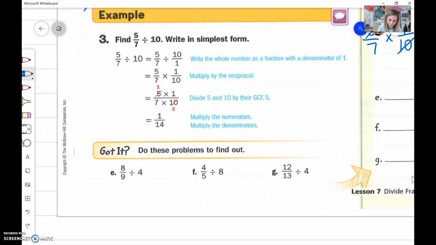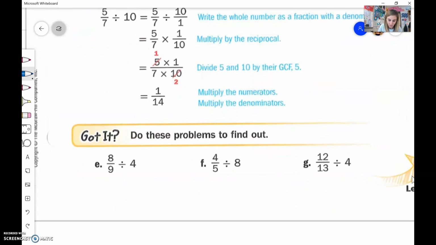Okay, now let's take a look down here. We're going to first keep, change, flip. Remember that that whole number is written over 1. So we're going to go ahead and keep 8/9. We're going to change that division to a multiplication, and we're going to flip and find the reciprocal. 4/1 is now 1/4. You're still finding that reciprocal.